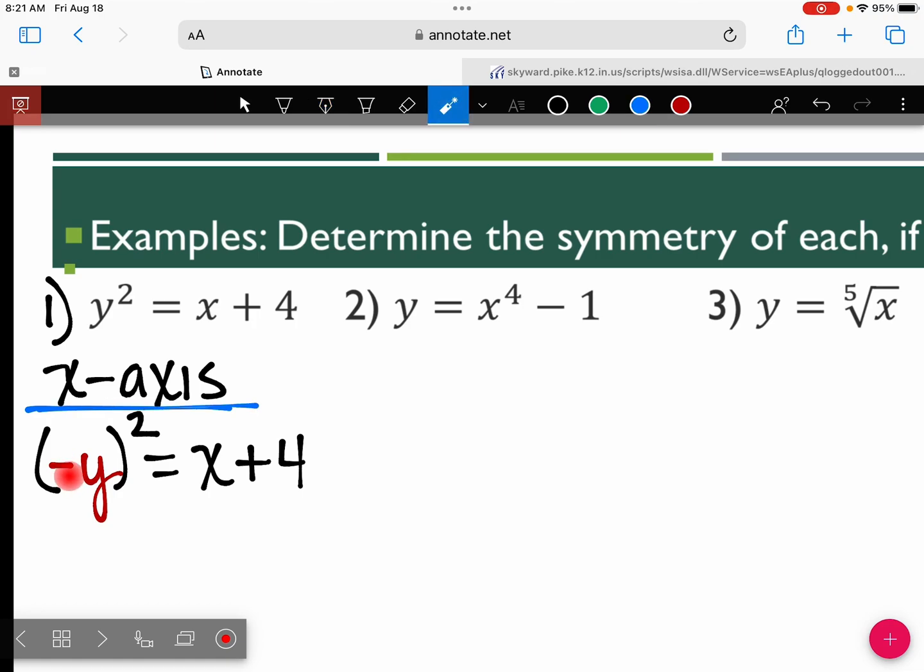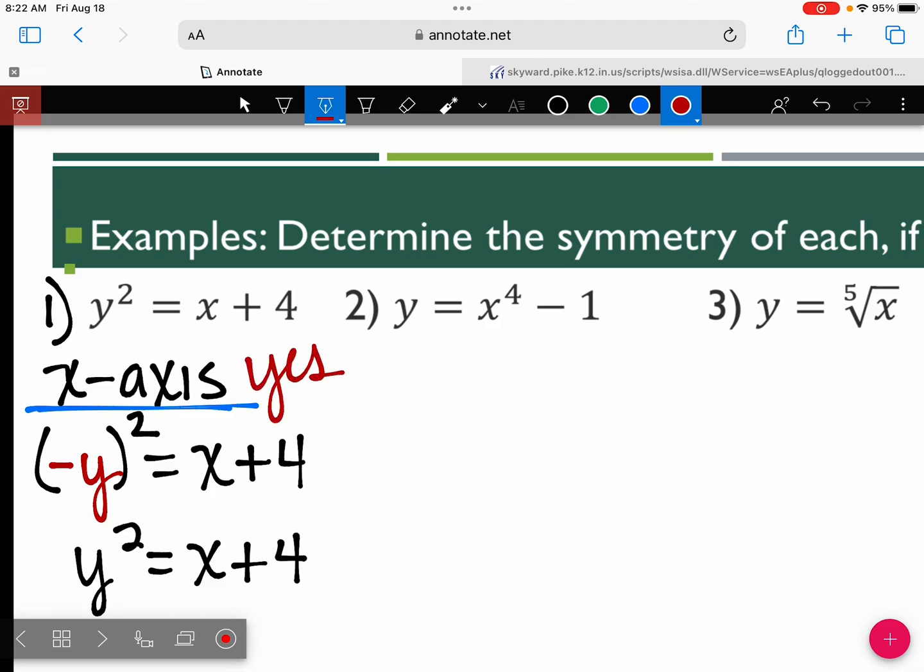So what is negative y squared? Positive or negative? Positive. So when you square a negative, it flips back to positive. So even though I put in a negative, my simplified answer is a match to what I started off with originally. So after you replace the y with negative y, it simplifies to be exactly the equation we started off with, which means that this graph would have x-axis symmetry.